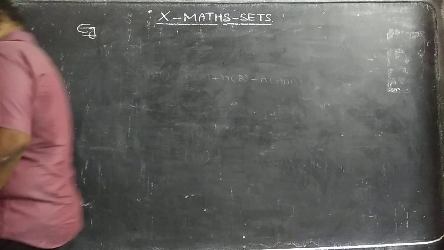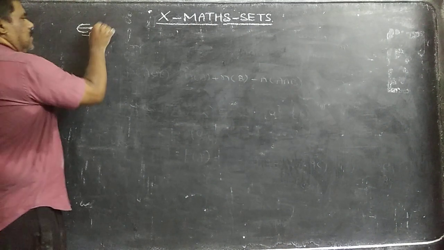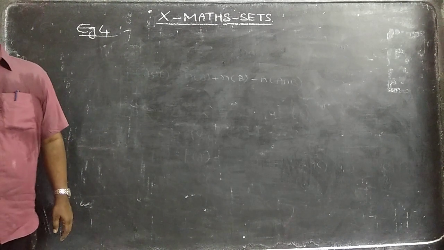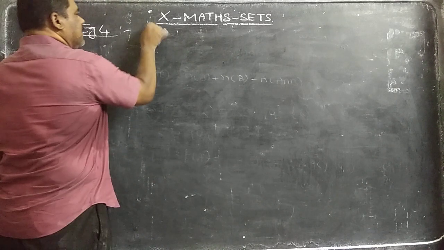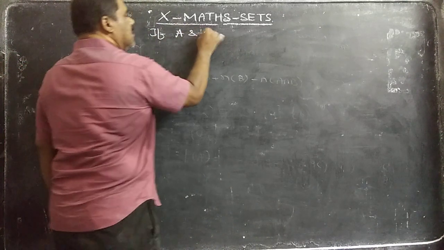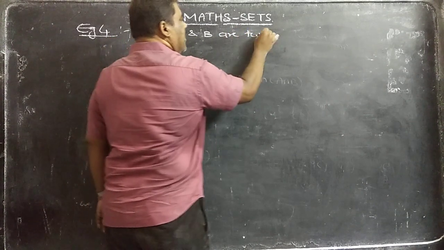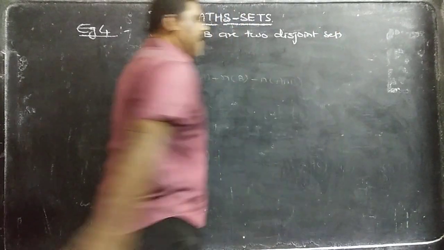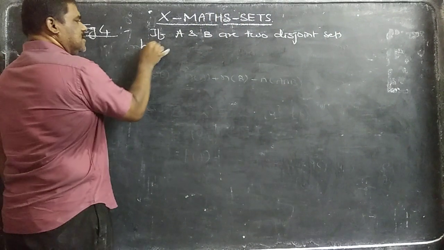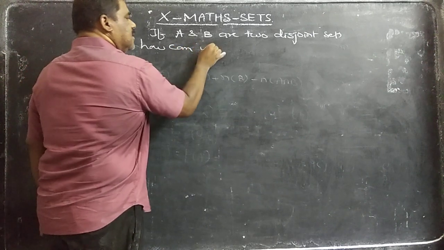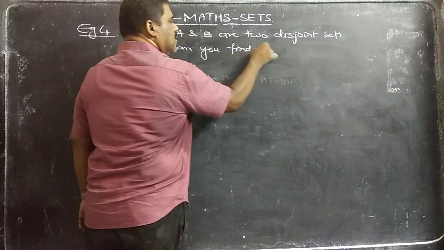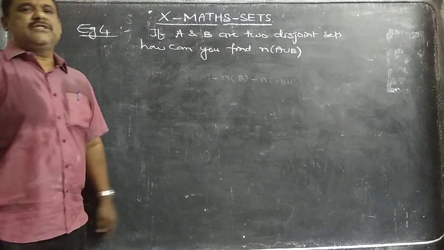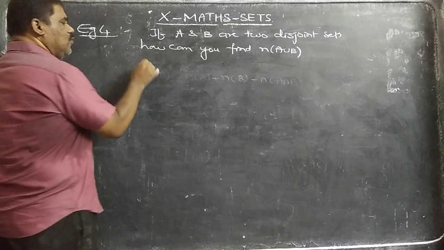Right, next example. If A and B are 2 disjoint sets, then how can you find n of A union B?